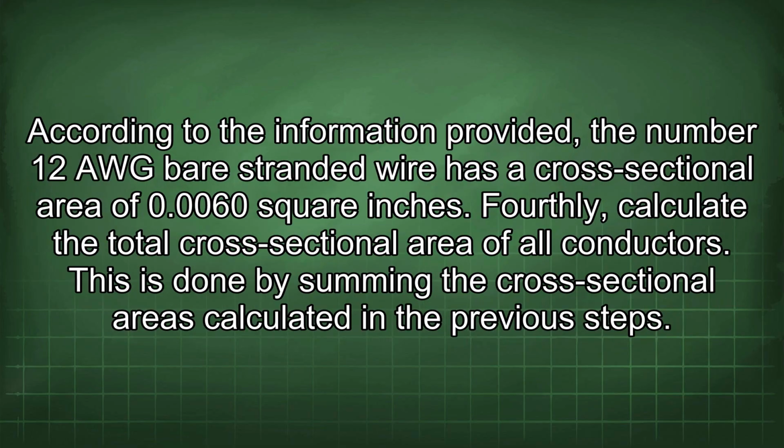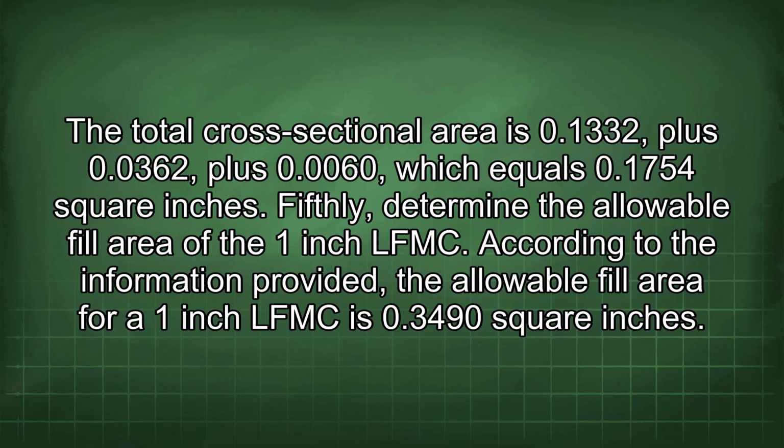Thirdly, determine the cross-sectional area of the one number 12 AWG bare-stranded wire. According to the information provided, the number 12 AWG bare-stranded wire has a cross-sectional area of 0.60 square inches. Fourthly, calculate the total cross-sectional area of all conductors. This is done by summing the cross-sectional areas calculated in the previous steps. The total cross-sectional area is 0.1332 plus 0.362 plus 0.60, which equals 0.1754 square inches.